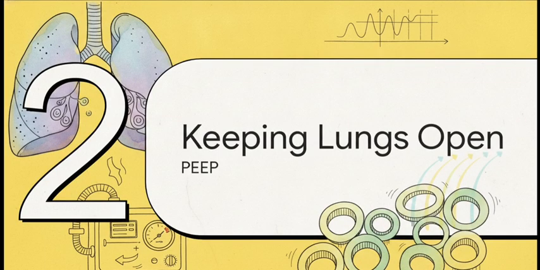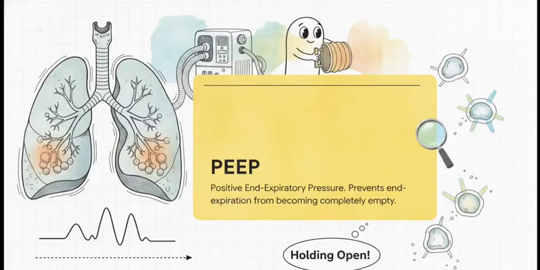What actually happens when the machine stops pushing air in? So PEEP stands for positive end expiratory pressure. When the patient exhales, the ventilator doesn't just let the pressure in the lungs fall completely to zero. Instead, it maintains this baseline level of pressure. Here is a brilliant little memory trick from our source material. Think of PEEP as prevents end expiration from becoming completely empty. It's that underlying pressure holding all those tiny air sacs in the lungs open.